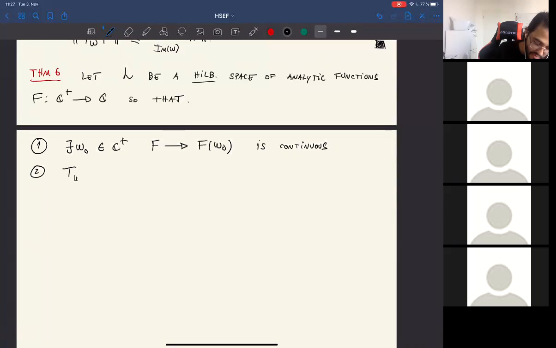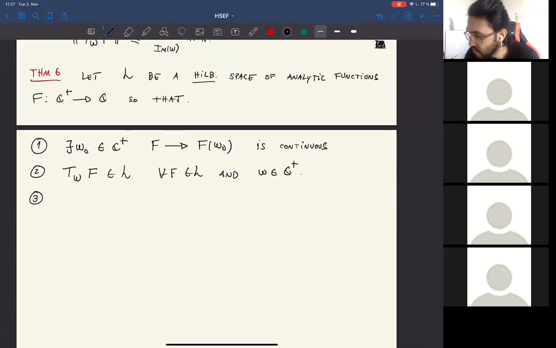Second, that the operator TW applied to F belongs to L for every F in L and W in the upper half plane. And 3, do I have to assume that's for every W? Maybe I don't. Let me see. Yes, it has to be for every W. And 3, we have that mysterious identity.